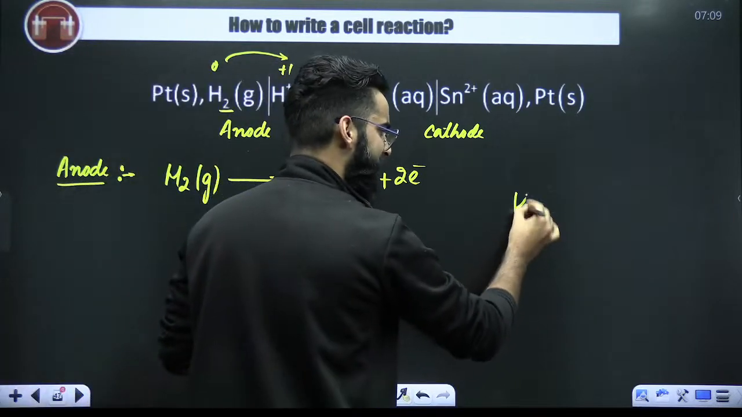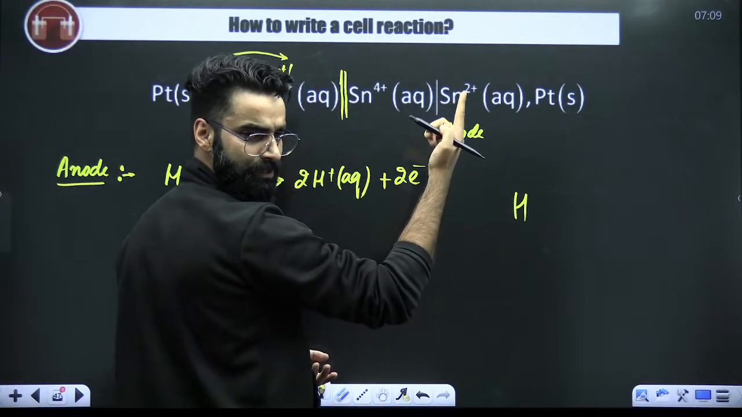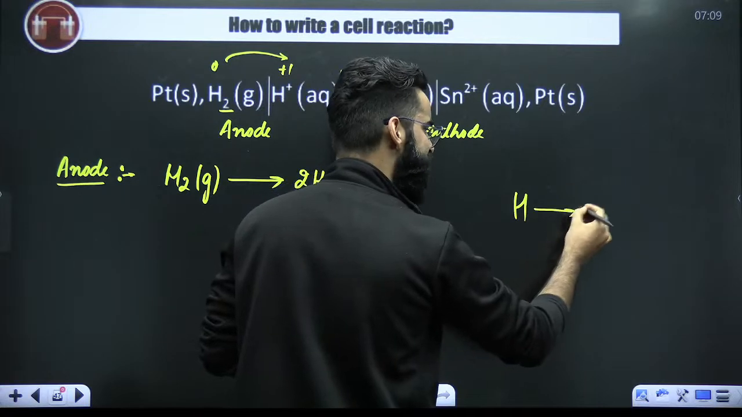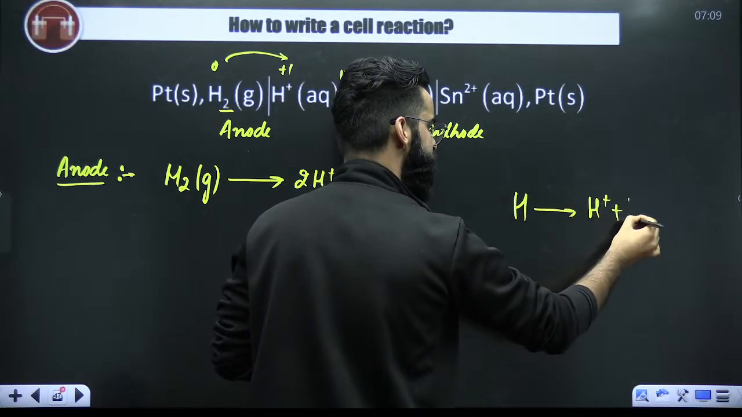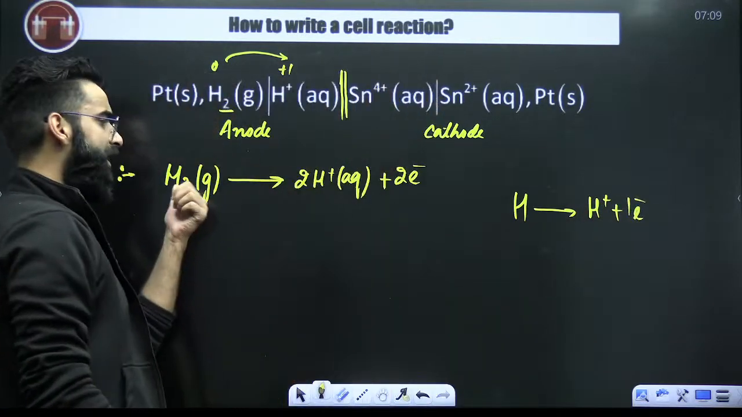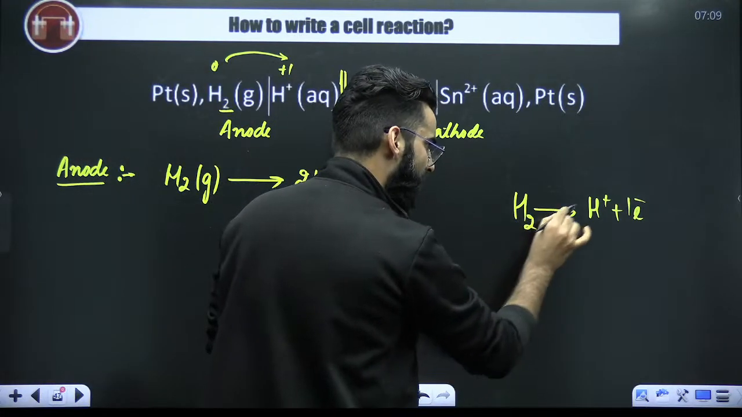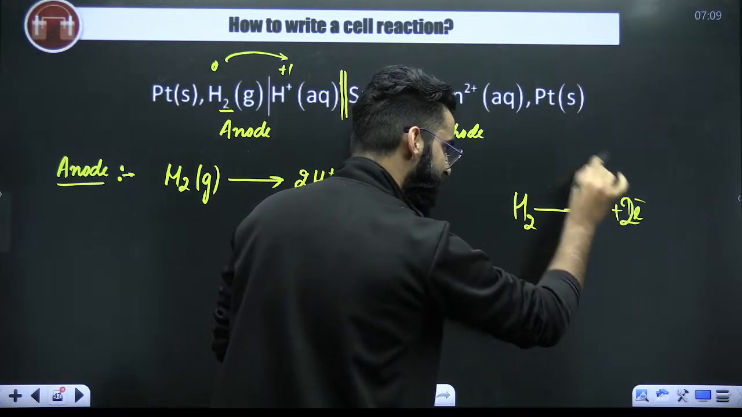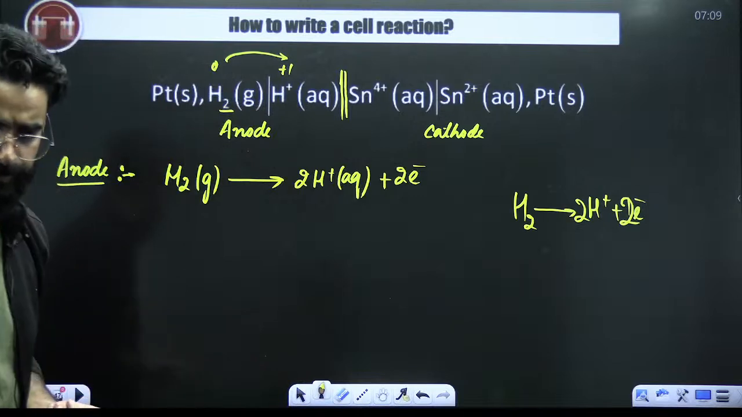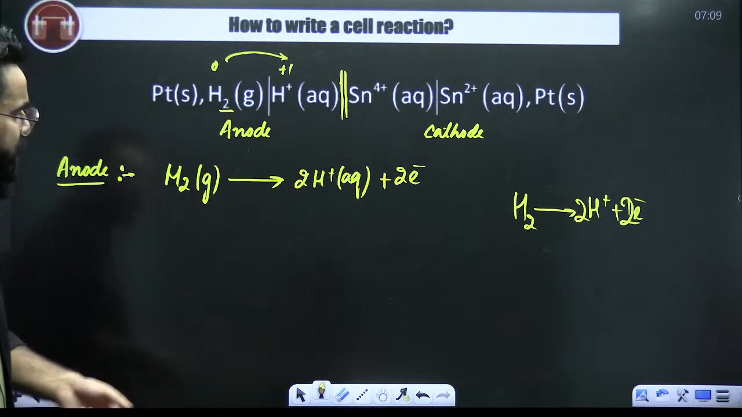See, when one hydrogen loses 1 electron, it gets converted into H positive. But do I have 1 hydrogen? No, we have got 2 hydrogens. So 2 hydrogens will be giving 2 H positives, and with that, you'll be getting 2 electrons as well. Perfect. So you got the reaction at anode.